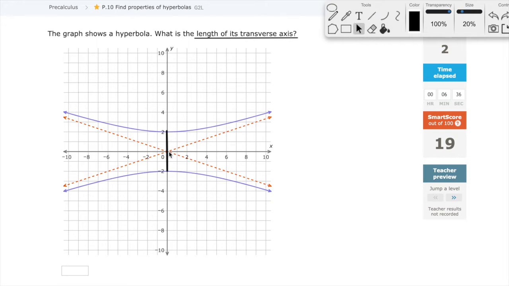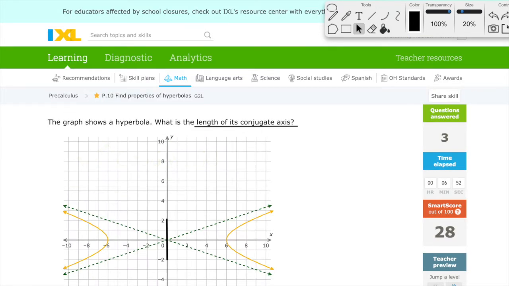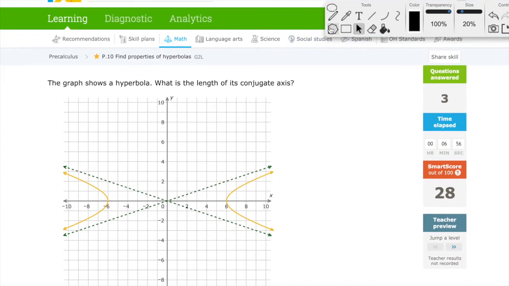So from 2 to negative 2, if that doesn't pop into your head right away, you could count 1, 2, 3, 4. Okay, my length from one to the other is 4. So that's what it means by transverse axis. It's that distance there. Okay, so the conjugate axis, this is the one that gave me the most trouble when starting to think about this.